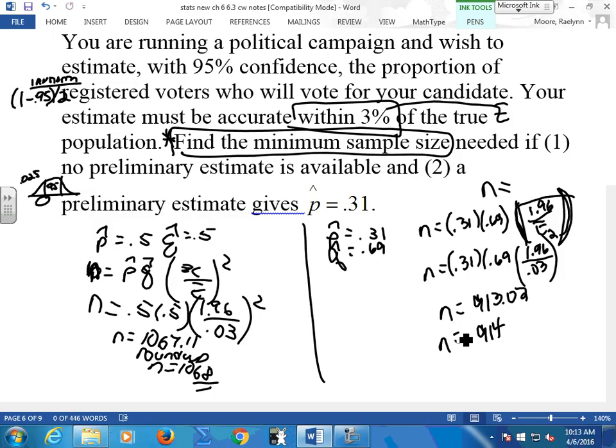So first time through, I don't know what my p's and q's are. I'm going to use this. So I'm going to say I want to be 95% confident. This is typically how they look at it. I want to be within 3%. If you notice, most votings are within 3% or 5%. Usually 3%. So I'm going to sample 1,068 people.